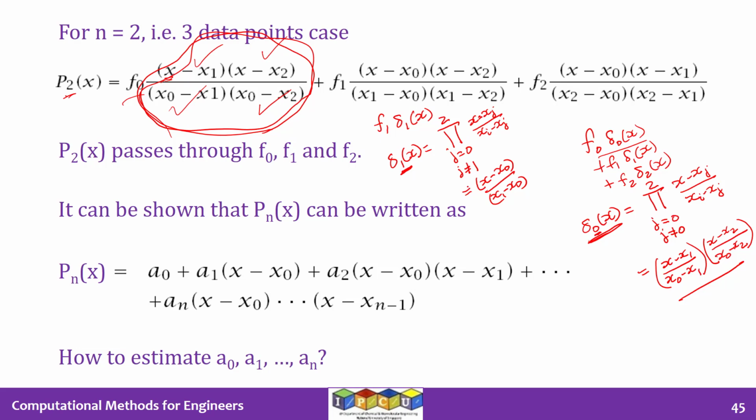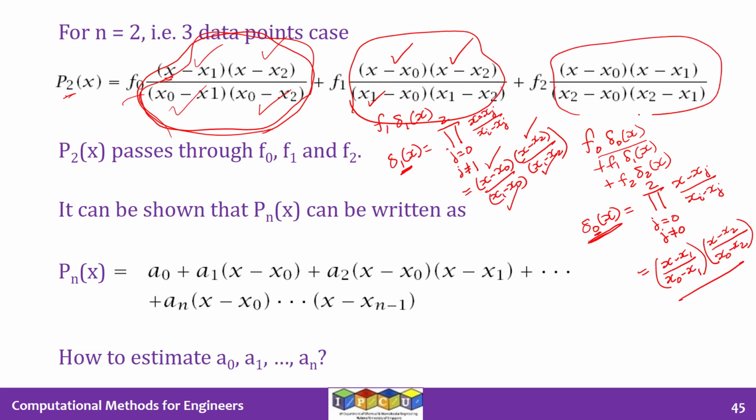Then j becomes 1, but j cannot be equal to 1 by definition. So we skip that and go to j is equal to 2, in which case it is going to be x minus x2 by x1 minus x2. So this is delta 1: x minus x0, x minus x2, over x1 minus x0, x1 minus x2. So that is delta 1. So f1 multiplied by delta 1 of x. Likewise, you can do this and show that delta 2 is going to be this. And delta 2 multiplied by f2 gives the third term on the right hand side.